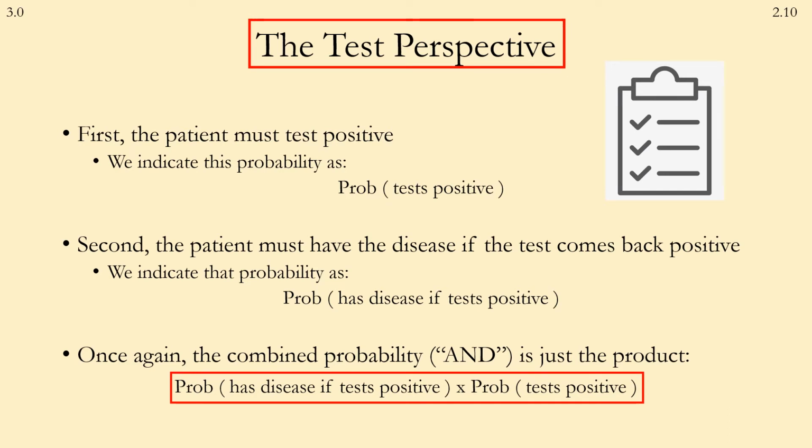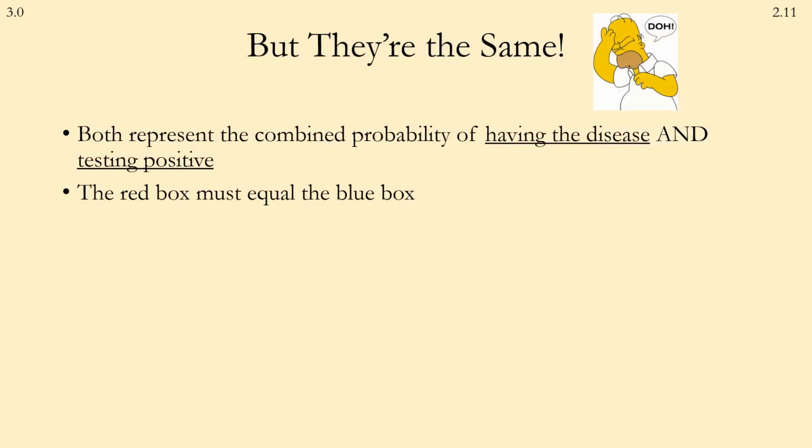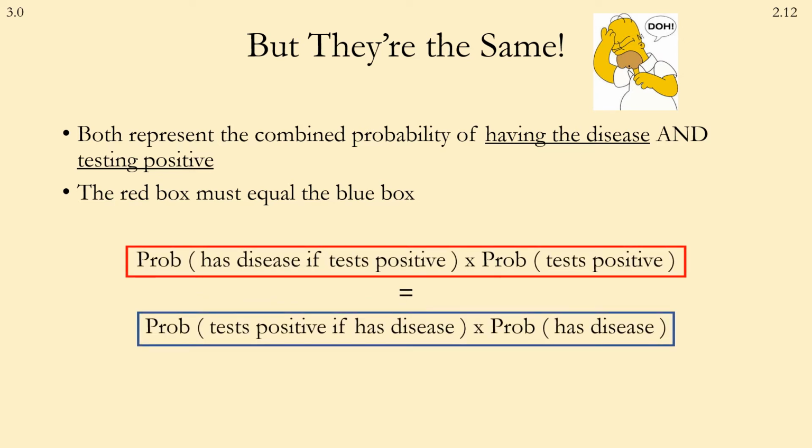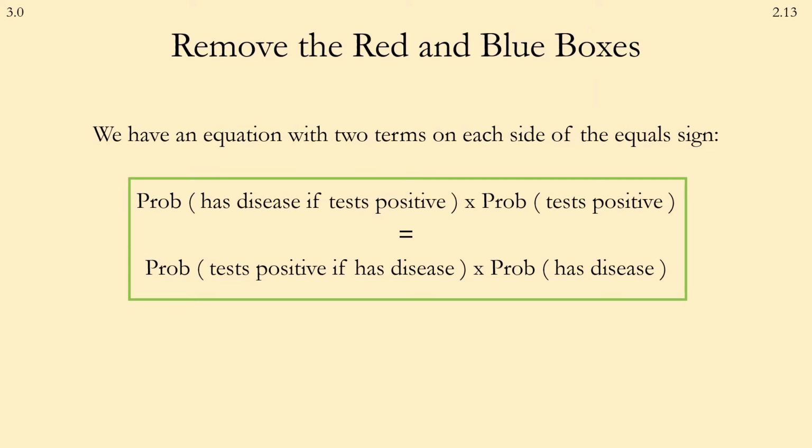Okay, so we've analyzed this now from two different perspectives. But they're the same. Both represent the combined probability of having the disease and testing positive. So the red box must equal the blue box. And there it is. There's the red box and the blue box, and all we've done is put an equals sign between the two of them. Let's remove the red box and the blue box, and we now have an equation with two terms on each side of the equals sign. Okay, so we have a total of 4 terms.